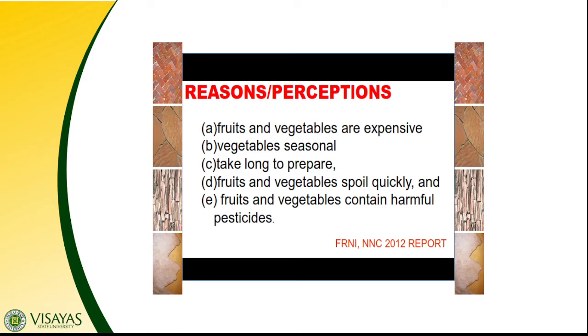This last one, that fruits and vegetables contain harmful pesticides, is true if the grower is not practicing the GAP protocol, the so-called good agricultural practices protocol. Under this protocol, the growers or farmers have to follow the recommendation on the dosage and on the frequency of application of chemicals. So it doesn't mean that growers cannot apply chemical pesticides. They can, but at a regulated rate.